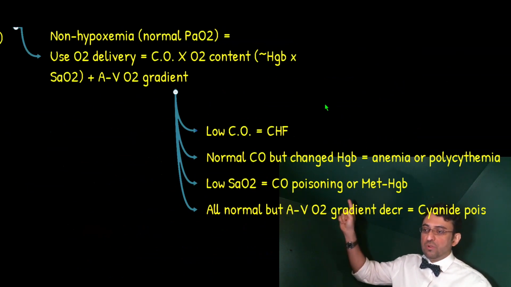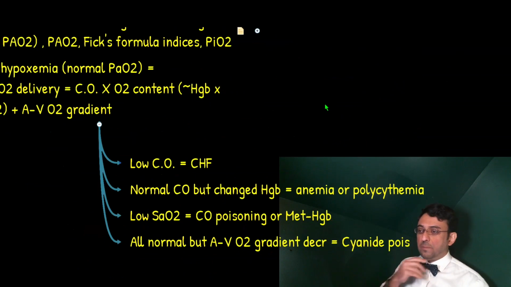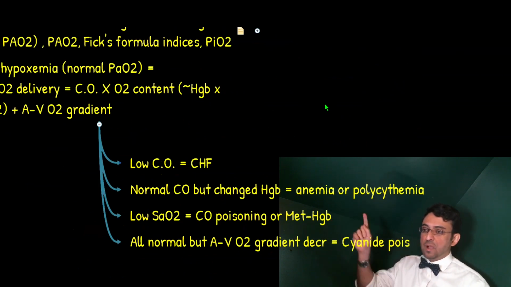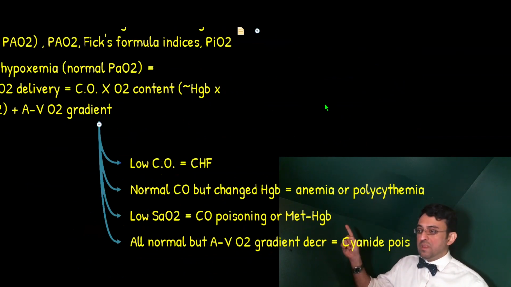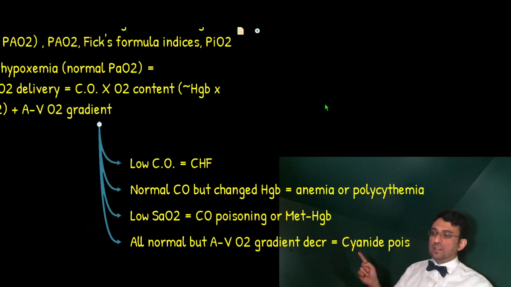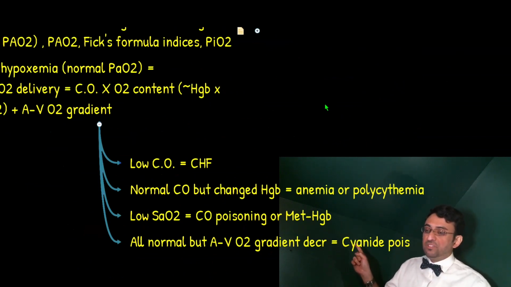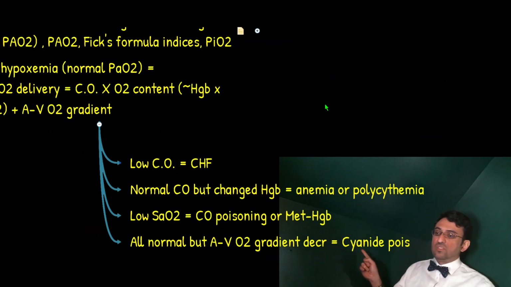If it is due to low cardiac output, the typical example is congestive heart failure. If hemoglobin is changed, such as in CBC, we are dealing with anemia. In carbon monoxide poisoning, also in methemoglobinemia, we are dealing with low oxygen saturation. But if everything is normal except decreased arteriovenous oxygen gradient, we are dealing with cyanide poisoning.